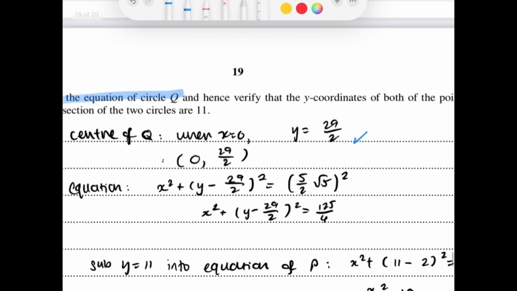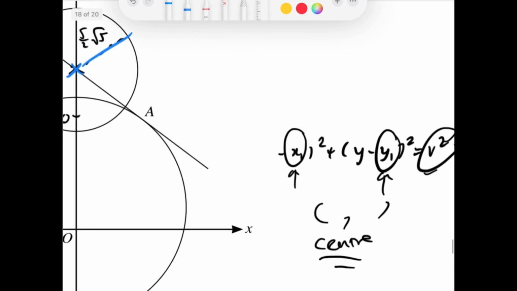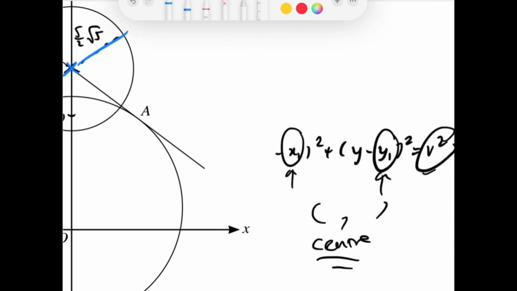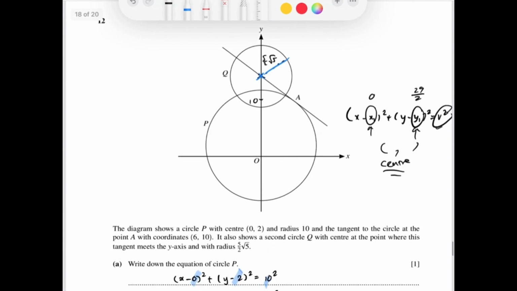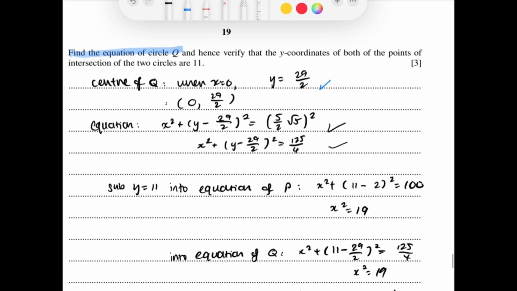So now we have to find the equation of circle Q. Pretty easy now that we know the center. Remember what I said earlier? This part is your center. So substitute 0 and 29/2 over here, and then your radius is just 5/2 square root of 5, squared. That's what I did over here. Then you get your equation of circle Q.